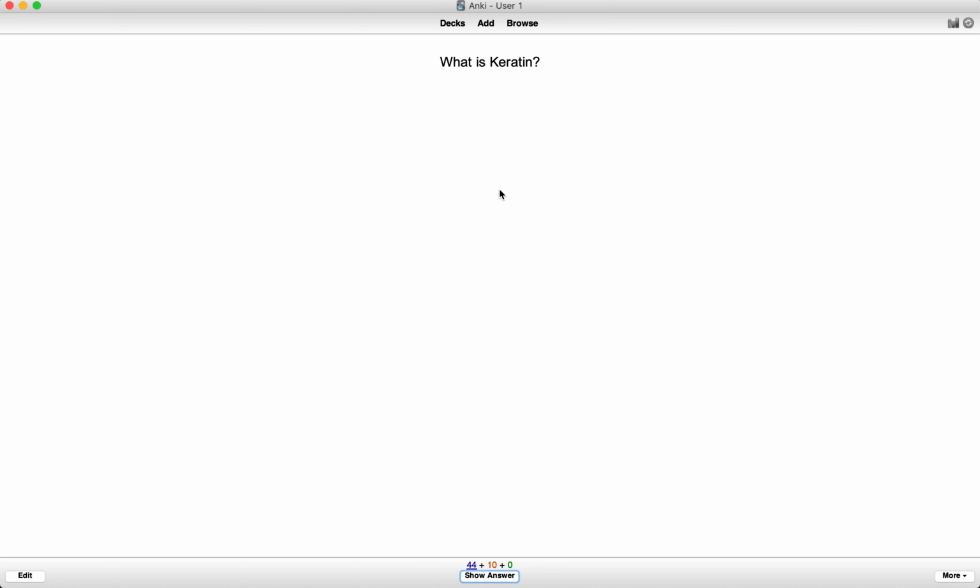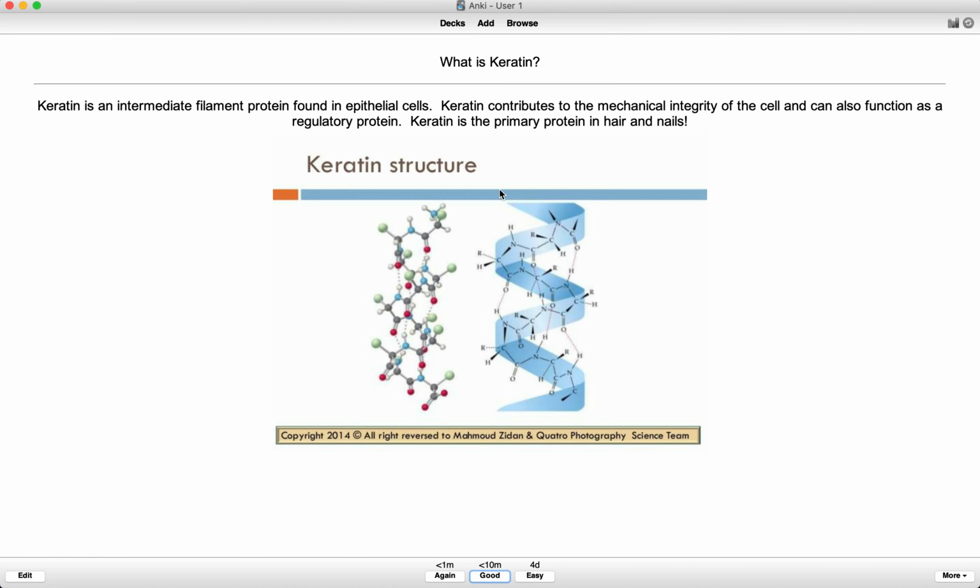Keratin is part of the intermediate filament, I know that. Intermediate filaments contribute to the mechanical integrity of the cell and function as a regulatory protein. Keratin is found in epithelial cells, and it is the primary protein in hair and nails.